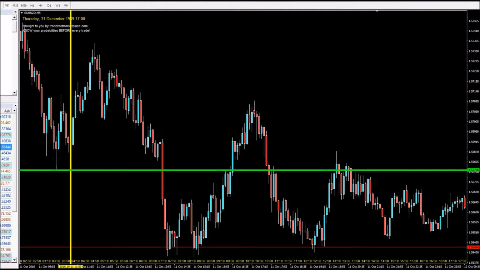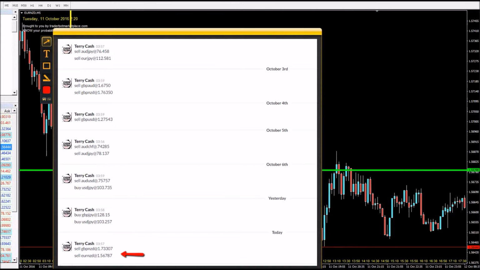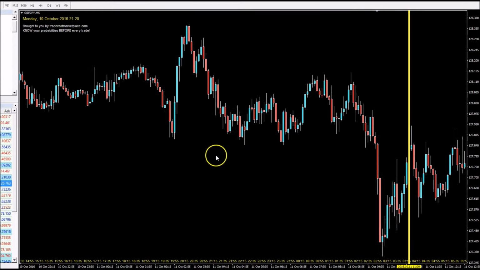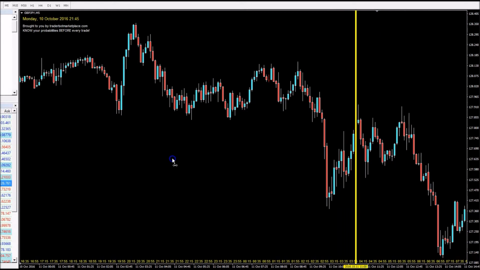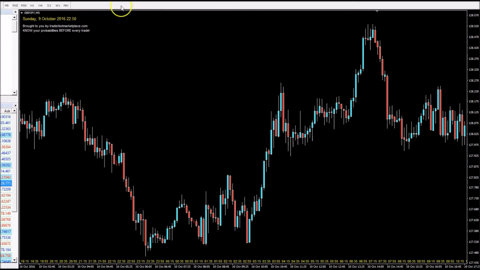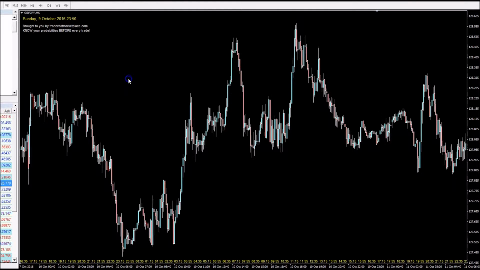Let's go look at yesterday. Buy British pound yen yesterday. So let's go over to British pound yen yesterday, which was October the 10th. And we're looking at 4 o'clock in the morning. 9th, 10th, 4 o'clock in the morning.